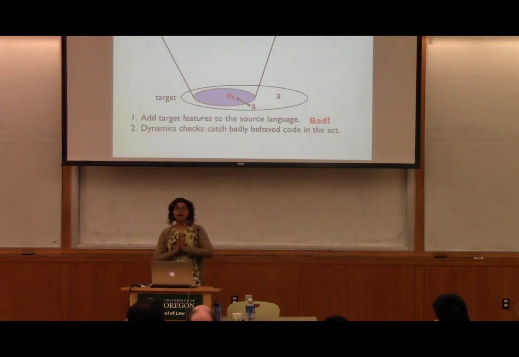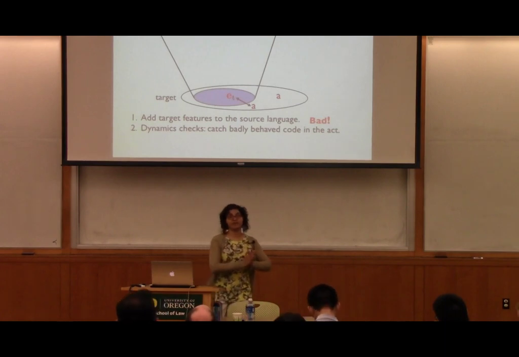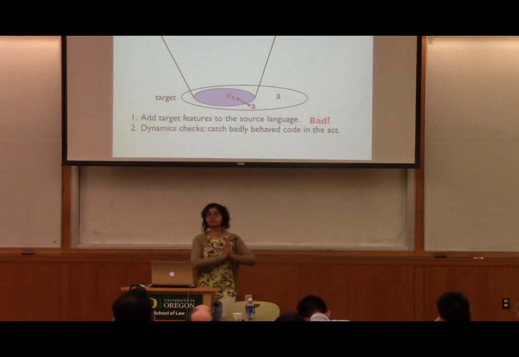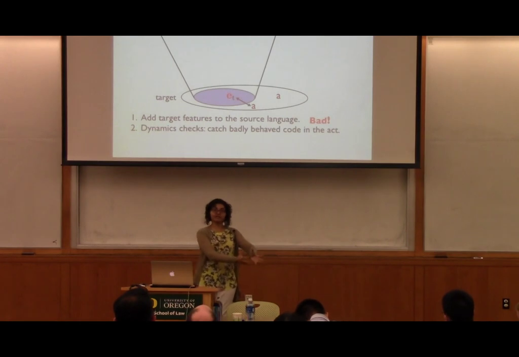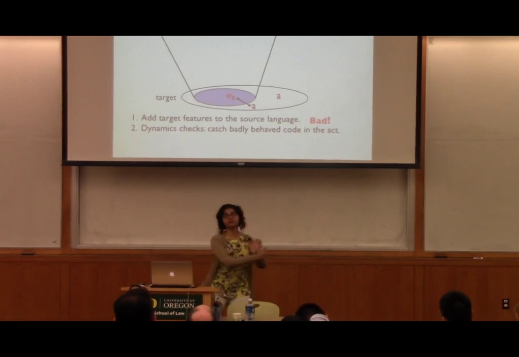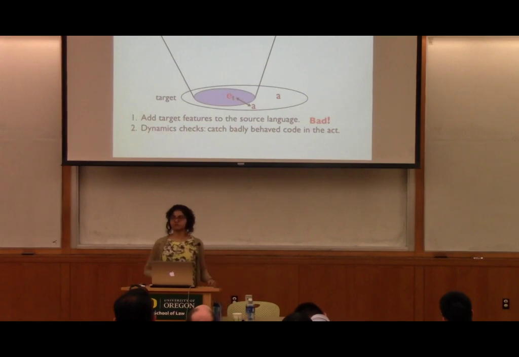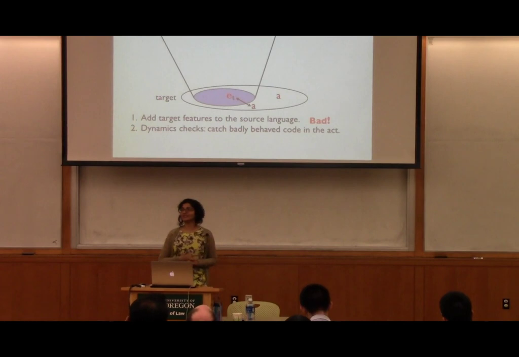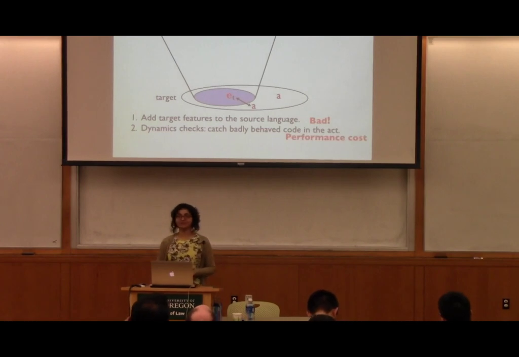We could wrap dynamic checks around the code that we think might behave badly, right? I just said this. We could use gradual typing types of things. We could wrap dynamic checks around our target context as a way to monitor what the target context is doing, and as soon as it's about to do something that it isn't allowed to do, we say error. We raise an exception. Okay? Catching badly behaved code in the act. But this is bad because of? Overhead. Exactly. Huge performance cost.